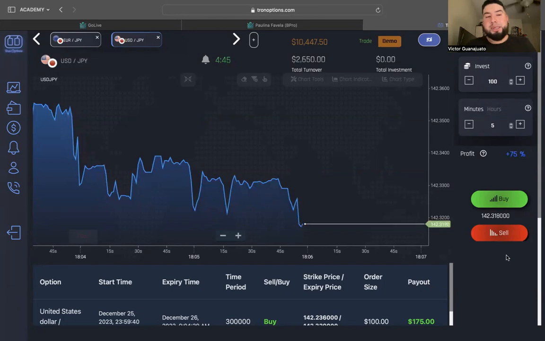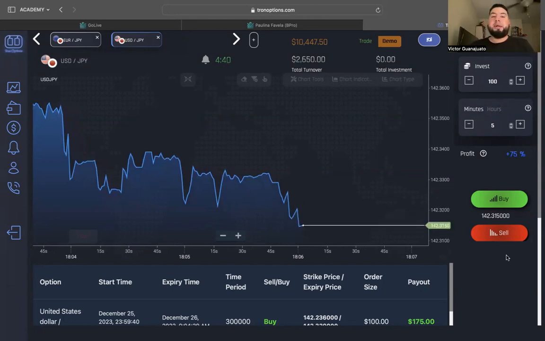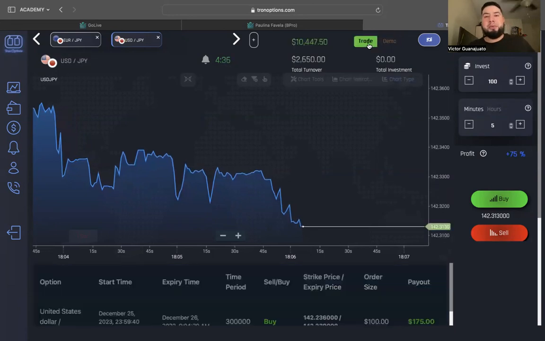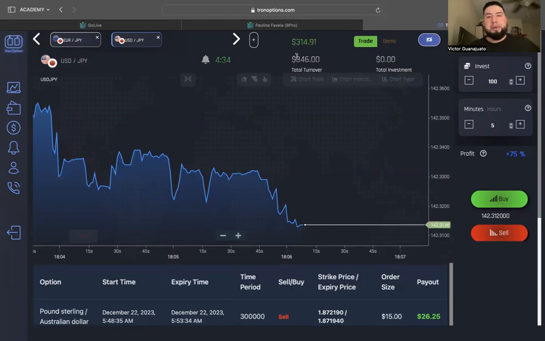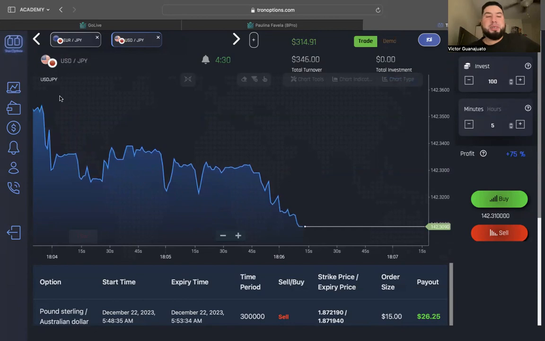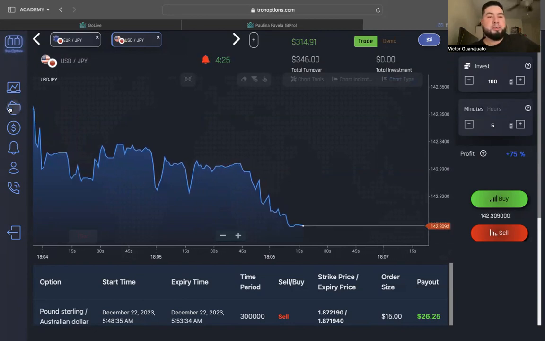If you guys are new and you still don't know how to fund your account for you to trade, I'm going to go to my real account real quick. In my account, I only have $300 right now. But like I said, if you're new and you don't know how to fund your account, just remember you have to go right here to the wallet section on the left.